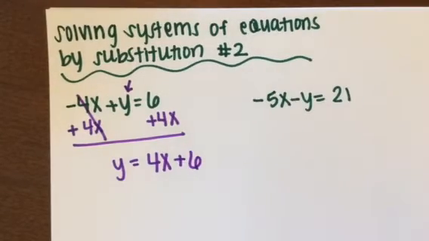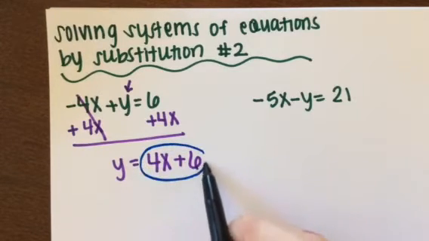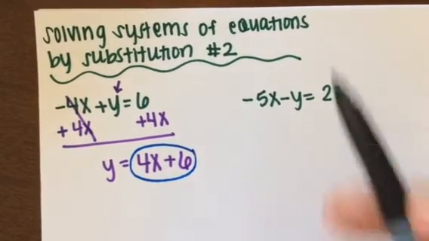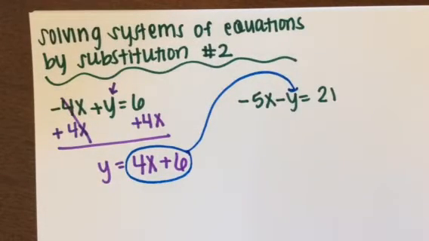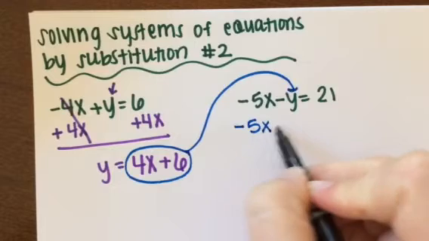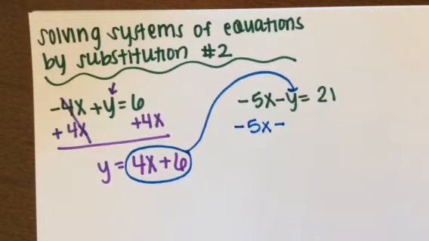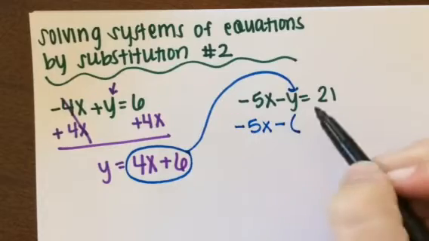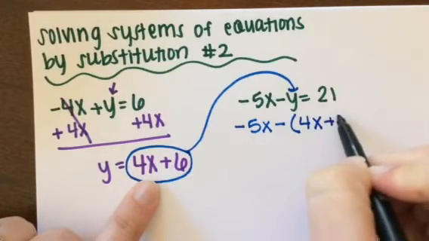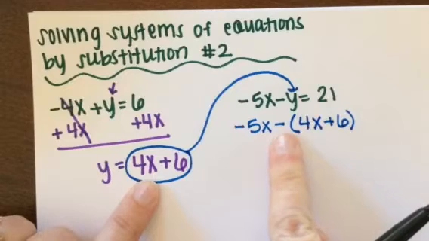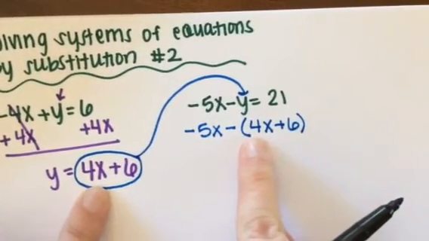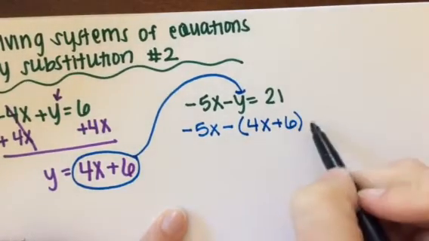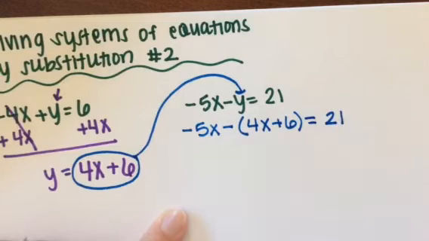Now, y is by itself, which is beautiful. That means another representation for y is 4x plus 6. So you're going to take that and plug it in way up here. Okay, you are going to replace your y. Now, you have -5x minus. Be careful with this minus sign. You have to put in parentheses for this 4x plus 6 because this negative has to change the value of both things inside. If you don't include the parentheses, you're going to get a weird answer, okay? And keep the 21 just like it used to be.